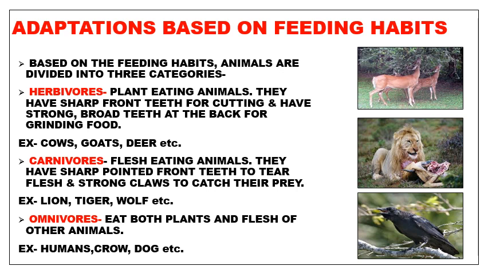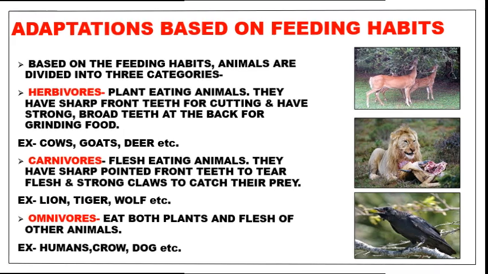Now, omnivores are the animals that eat both flesh and plants. For example, humans, crow, dog, etc. Omnivores have well-developed incisors, canines, and premolars.